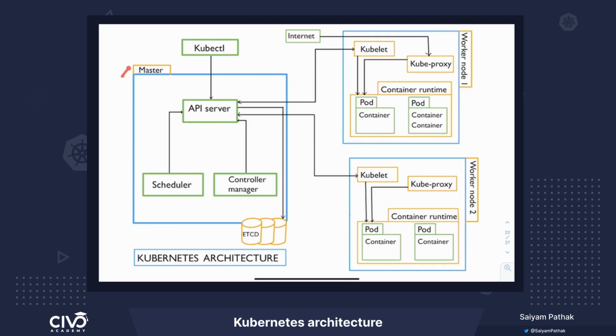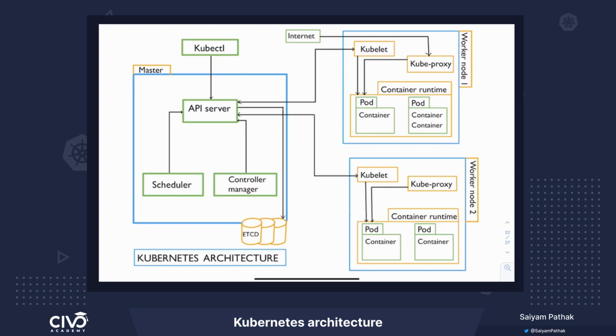On the master node, the main brain of Kubernetes is the API server. So let's start with the request of creating a pod. In order to create a pod, a user will run kubectl, which is a command line tool. So kubectl run, the pod name and the image. This request goes to the API server.